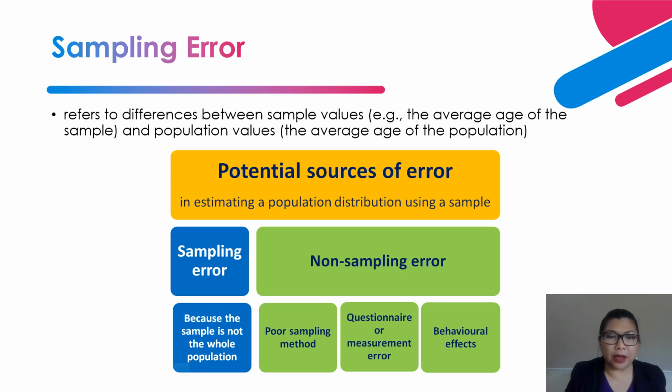If it's a sampling error, it's just because the sample is not the whole population, it's just part of it, and that is usually stated when you present your data. The non-sampling error is due to a poor sampling method, just like the presidential election between Dewey and Truman that we talked about, or it could be the questionnaire or the instrument. There's an error there, or some behavioral effects.